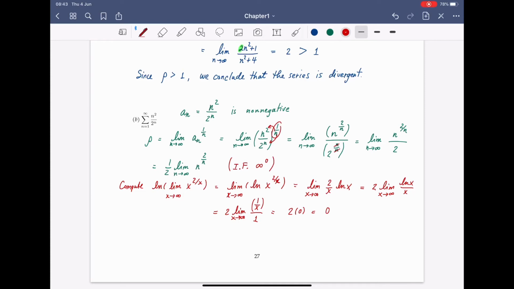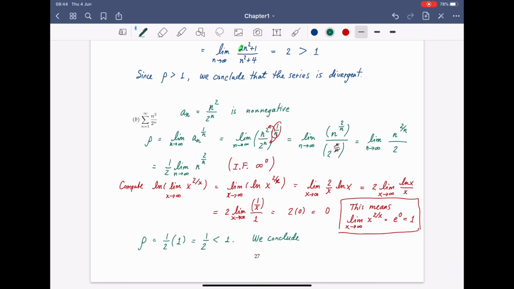So that means the limit of x raised to the 2 over x when x goes to infinity is just e to the 0, which is 1. So let's come back to the original question in green. Now your rho is going to be 1/2 times 1, because you already computed the limit and got 1. That means your rho is 1/2, which is less than 1. So we conclude that the series is divergent.